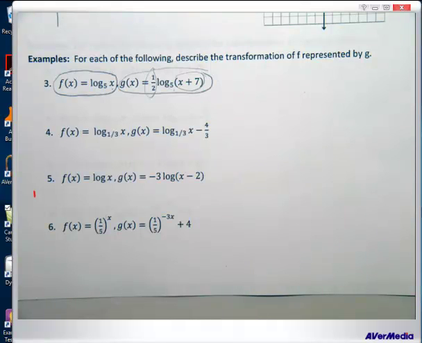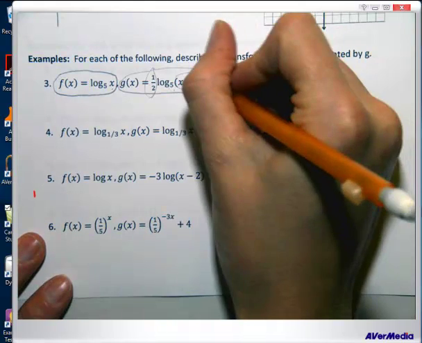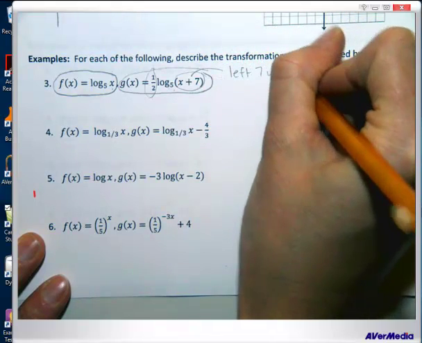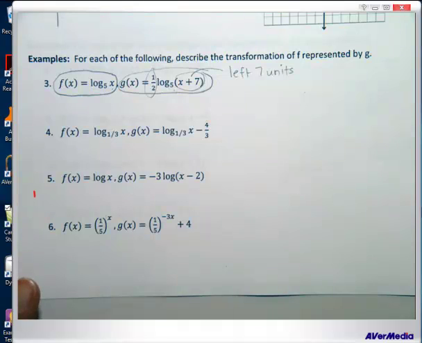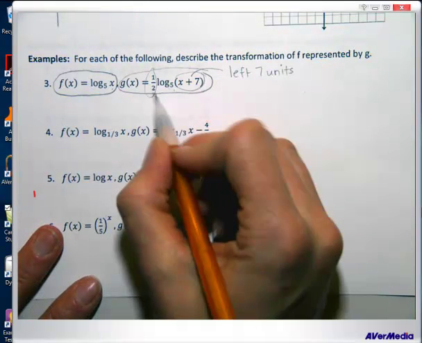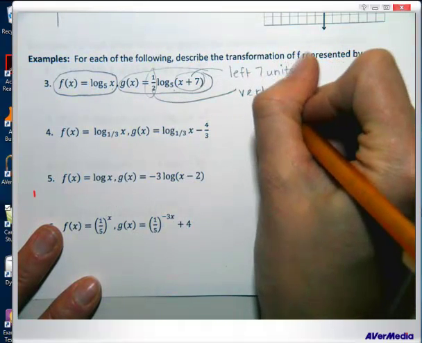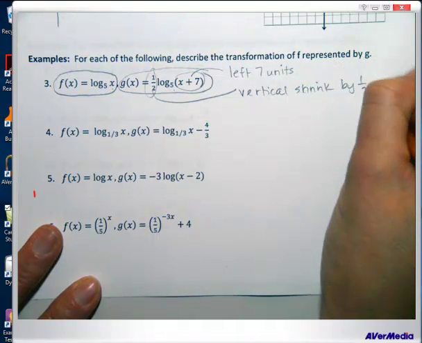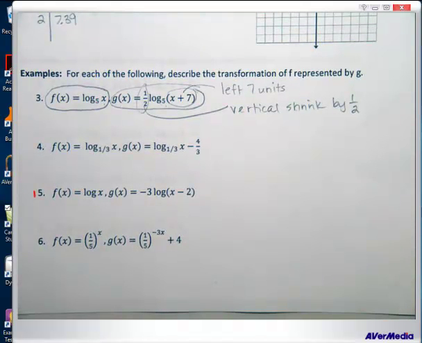Jacob, what's one of the changes then that has happened here? Okay, so the inside with x, this has caused us to go left 7 units. And then what else, Jacob? Good. Vertical shrink by 1/2. So multiplying by something on the outside is a vertical stretch or shrink because the number on the outside is 1/2. Being less than 1 but bigger than 0, it's a shrink.